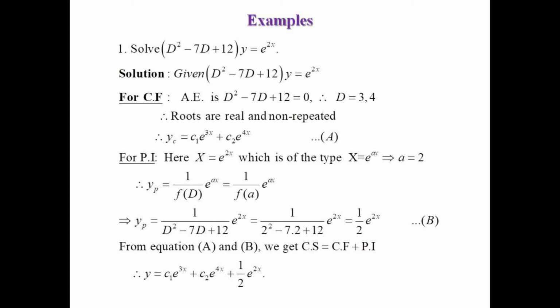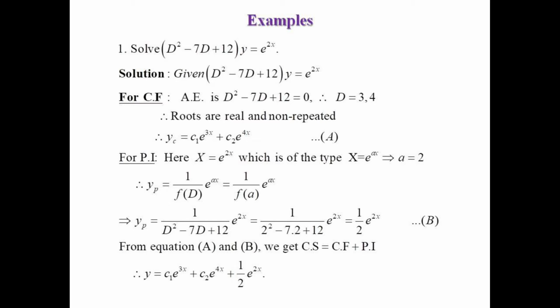As the roots are real and non-repeated, according to the complementary function formula for real and non-repeated roots, the complementary function is equal to c1 e raised to 3x plus c2 e raised to 4x. This happens because of the standard formula of the complementary function when roots are real and non-repeated. Let's assume that this is equation number 1, which is the first solution, called the complementary function. Now let's try to find the value of the particular integral.